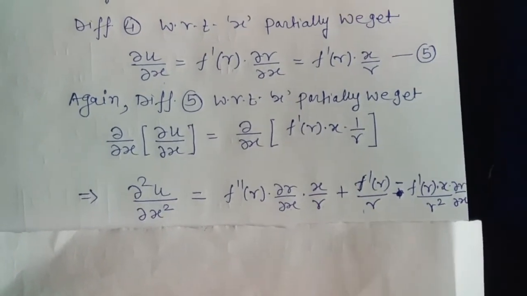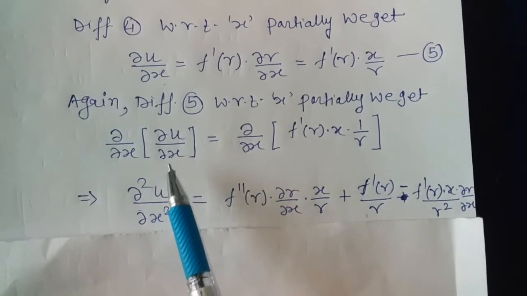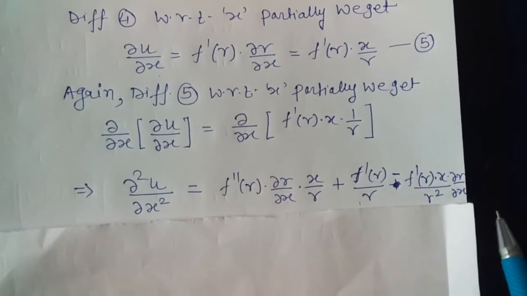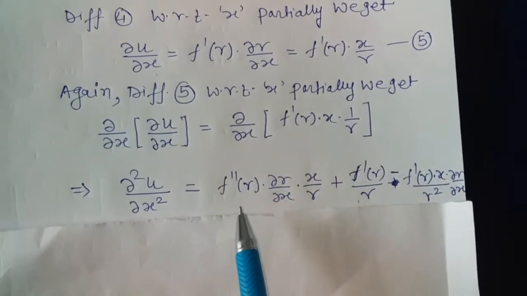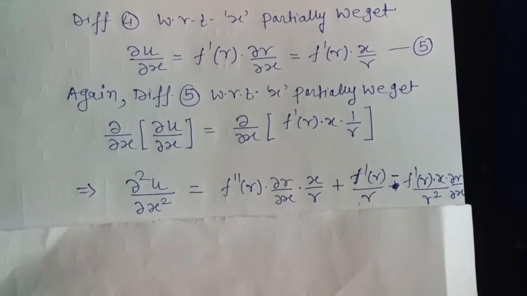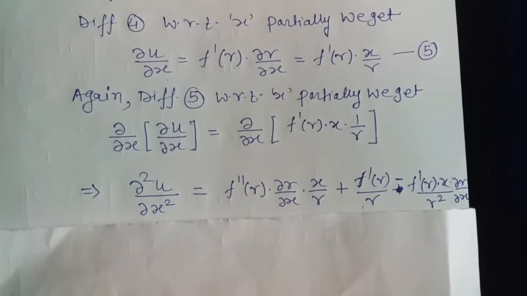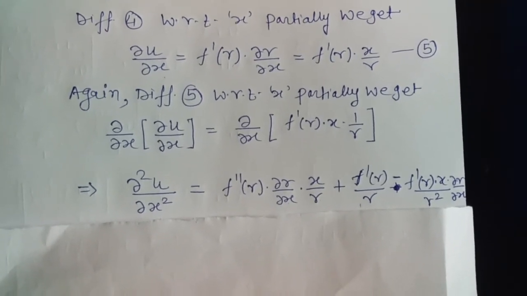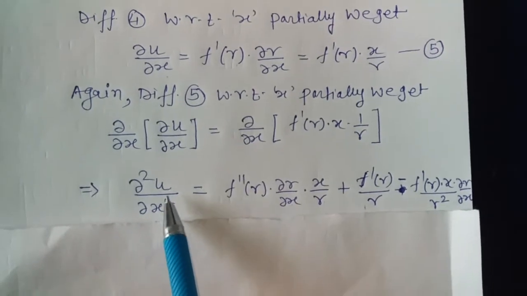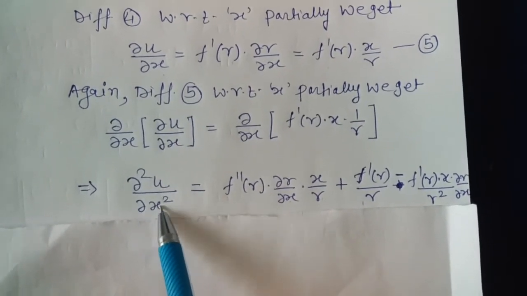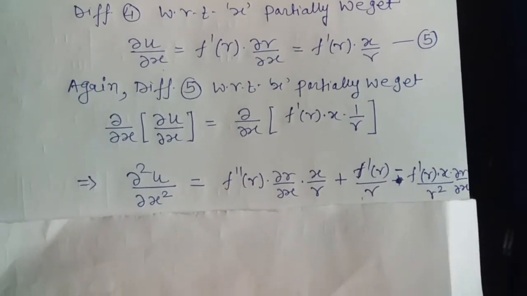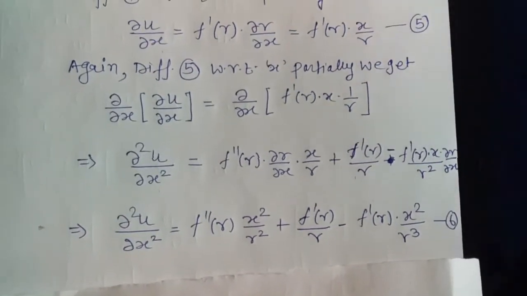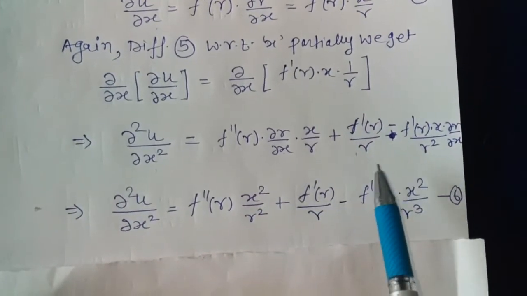So we differentiate del u by del x with respect to x partially using the multiplication rule of derivative, and this is the value of del 2u by del x2. Similarly, the value of del 2u by del y2 can be obtained by replacing x by y. Here we further simplify this expression.